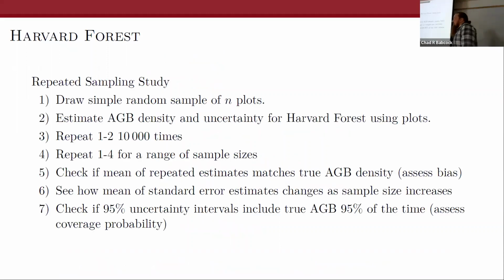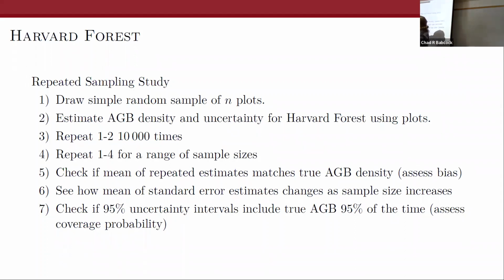So I'm going to do what's called a repeated sampling study. I'm going to draw a simple random sample of n plots over top of my forest, and estimate biomass density and uncertainty for the entire Harvard forest using those plots. Then I'm going to repeat those two things 10,000 times: take n plots 10,000 times and calculate 10,000 estimates of biomass density and uncertainty. Using those 10,000 estimates, I can see if my coverage probabilities come out.